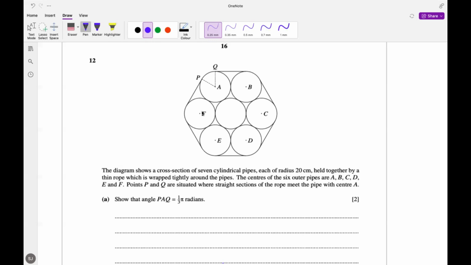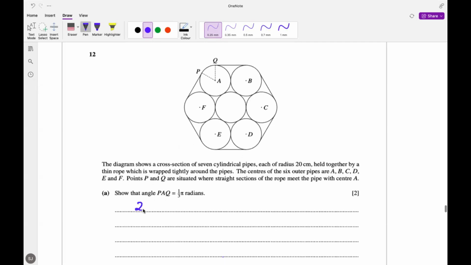Now, one of the ways to show this is that as there are 6 circles around the center circle and they are symmetrical, the total angle of a circle is 2 pi. So we'll divide this angle by 6, which will give us 1/3 pi radians.